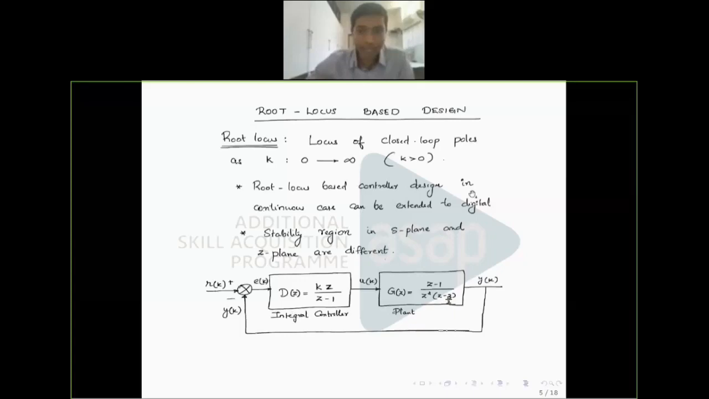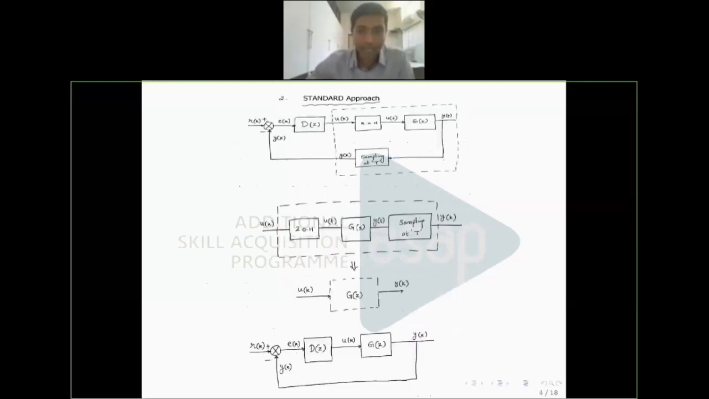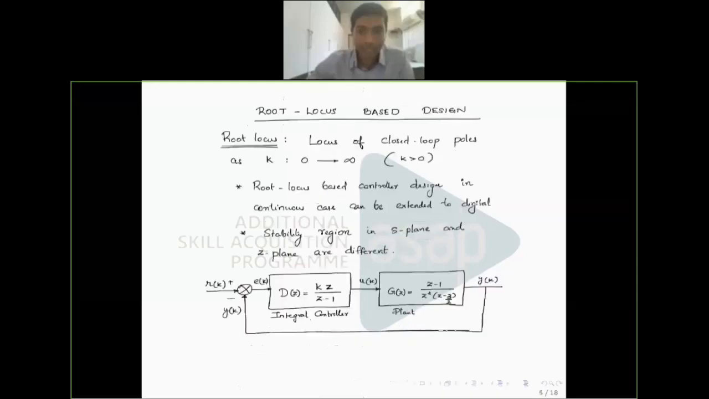Okay, so root locus based controller design in the continuous time case can be extended to the discrete time case. Why? Because in the standard form, we bring our problem into the complete discrete domain, which has exactly the same form as the continuous time case. Now everything is in digital. That's the only difference. So the root locus based control design in the continuous time case can be extended to the digital case as well. But the only thing that you need to be bothered about is the stability.